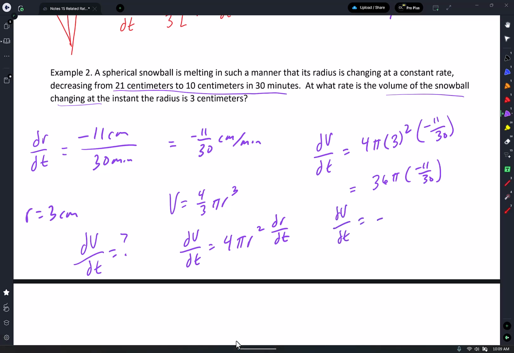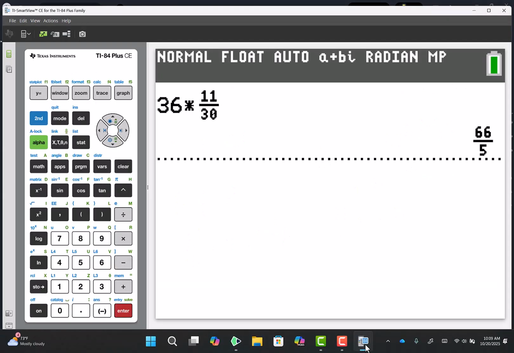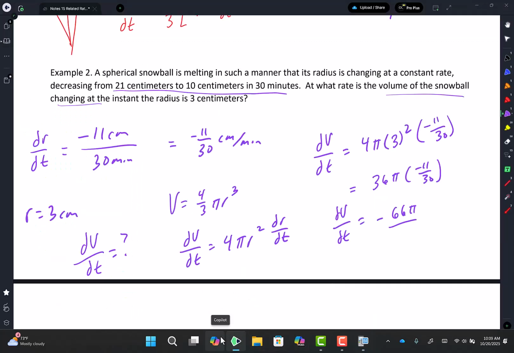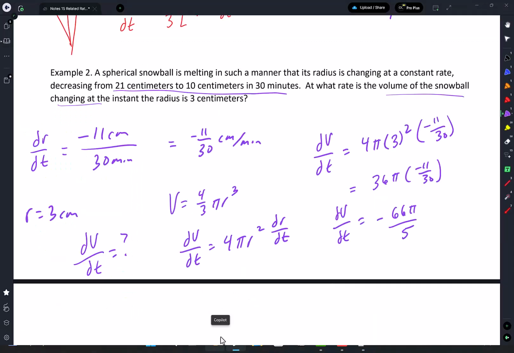You okay? Cubic centimeters per minute. You don't say centimeters cubed. I guess you can, but it's cubic centimeters. Yep, that's it. How do we feel, guys?